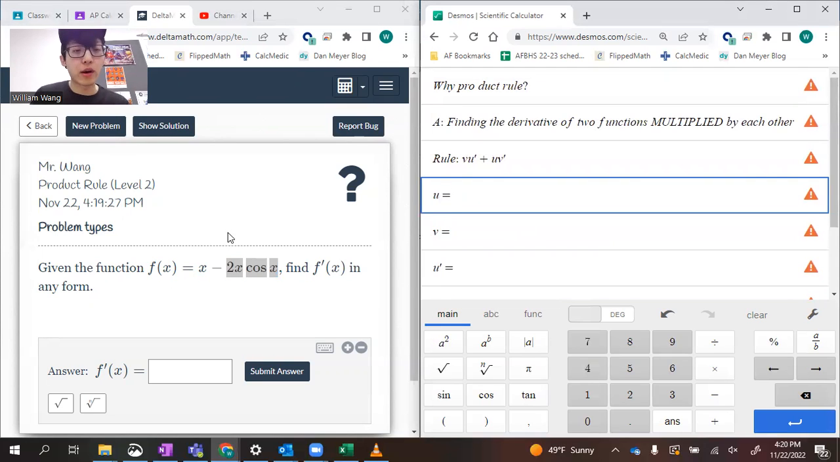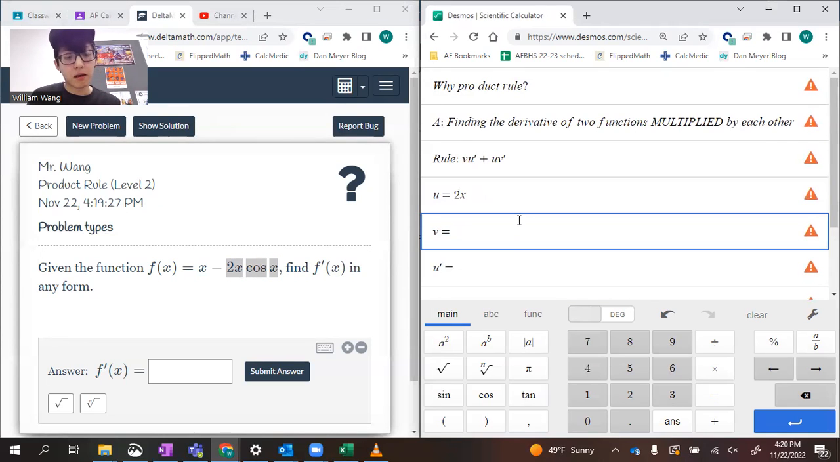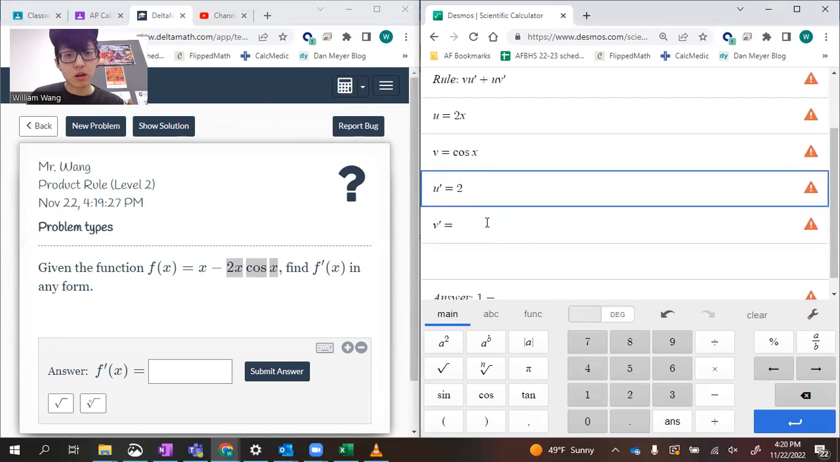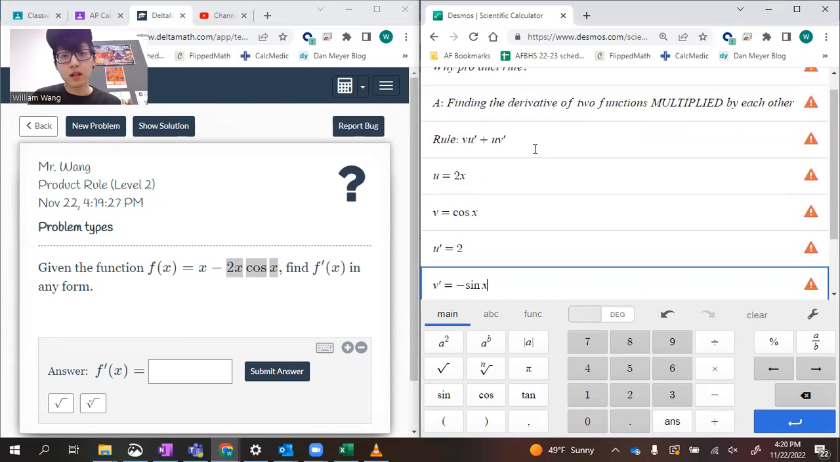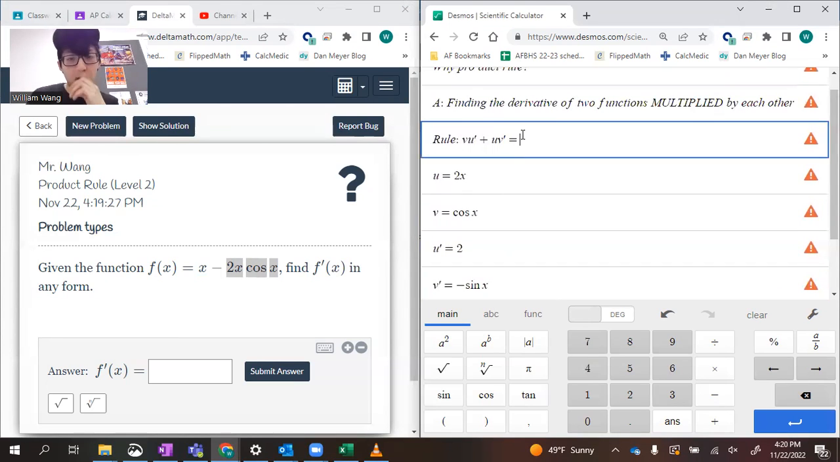This is now where I use product rule, right? Now, in this, what's my u? My u is 2x. My v is cosine of x, right? My u prime is going to be 2. My v prime is going to be negative sine of x, right? Then I plug it into my product rule. And again, remember, I'm only using product rule on this part. So you only use product rule on the 2x times cosine of x.